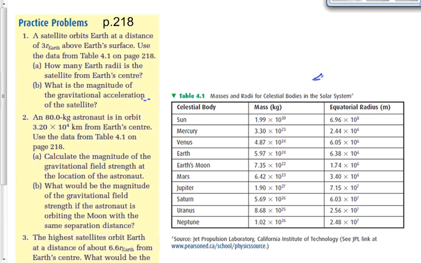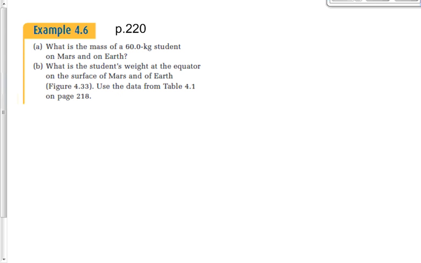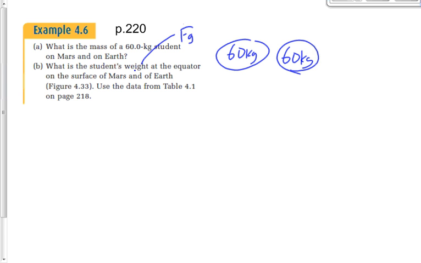Let's take a look at one more example here. It says, what's the mass of a 60-kilogram student on Mars and on the Earth? Okay, this is an easy question. Don't make it harder than it has to be. What's the mass of a 60-kilogram student on the Earth? 60 kilograms. What about on Mars? 60 kilograms. Now, the force of gravity is different, the weight is different, but the mass is always going to be the same no matter where you are in the universe. Your mass doesn't change. What's the student's weight or the force of gravity felt by the student at the equator of the surface of Mars and of the Earth?